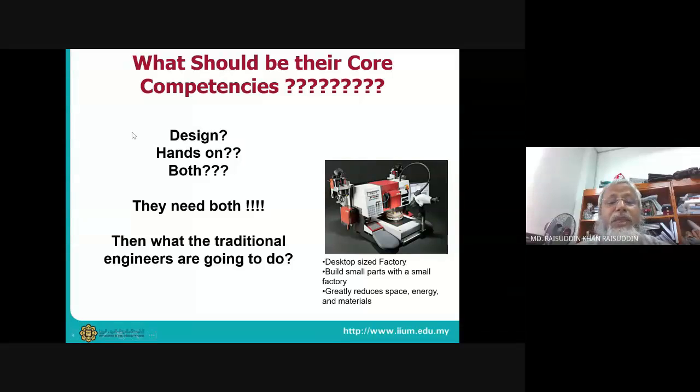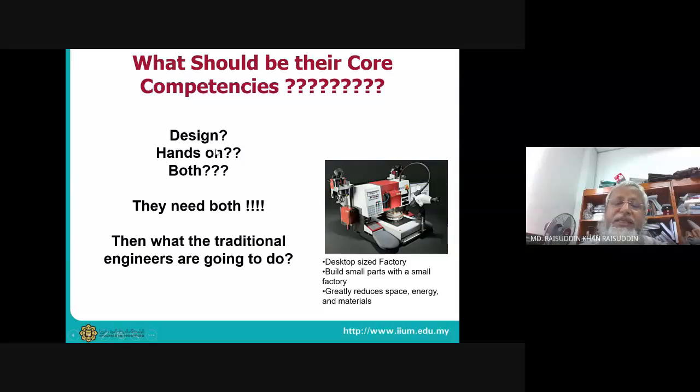And then hands-on. You don't need to know the hands-on like the technicians, but you must have the minimum hands-on. Those are basic things you can fix. And for a mechatronics engineer, you have to combine both of these.